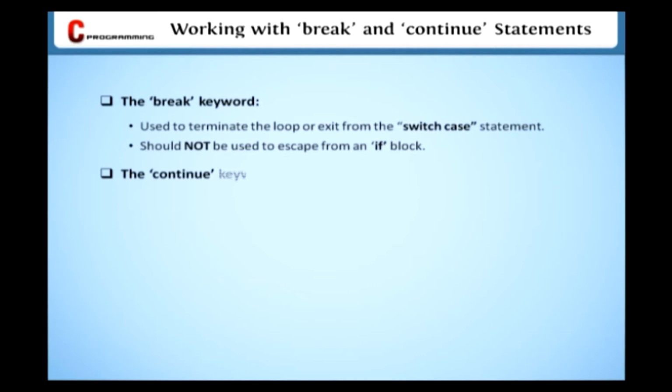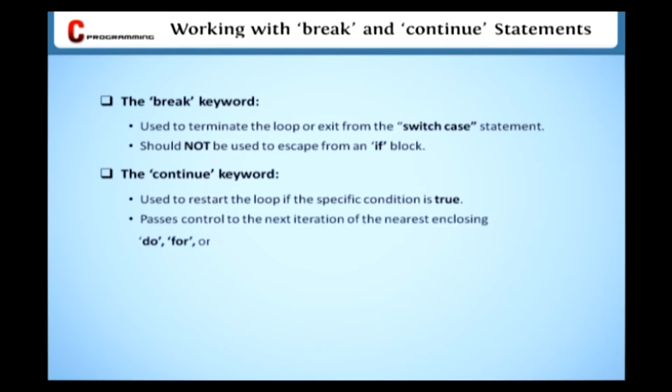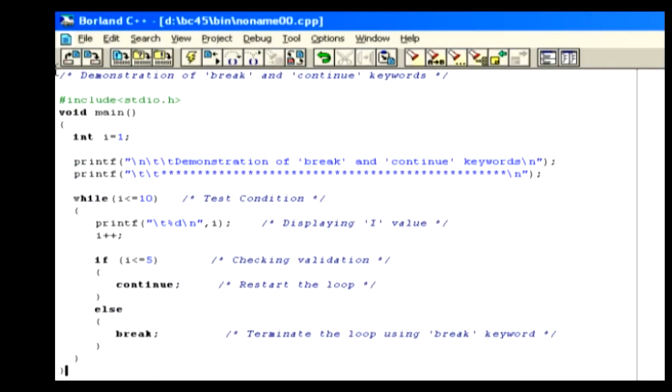The keyword continue is used to restart the loop if the specific condition is true. The continue statement passes control to the next iteration of the nearest enclosing do, for, or while statement. Let's see the sample code which describes the break and continue keywords.